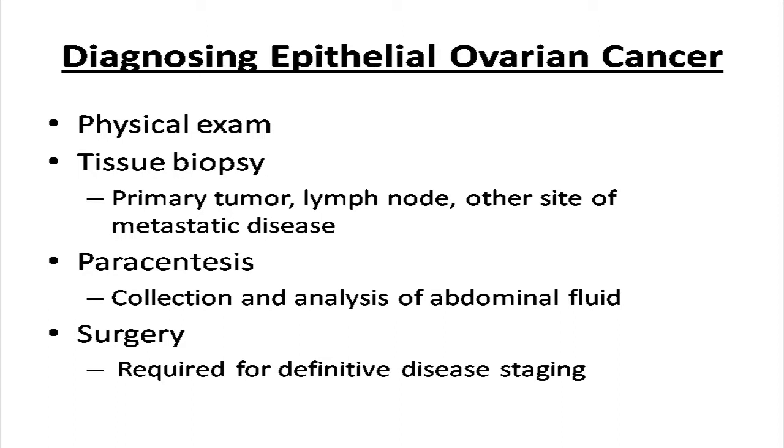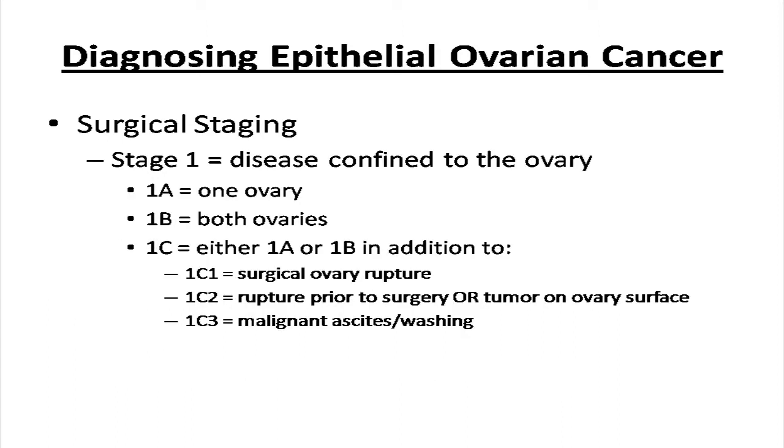Paracentesis, where collection and analysis of abdominal fluid is obtained, can also give the diagnosis of epithelial ovarian cancer if malignant cells are identified. Surgery really is the cornerstone of diagnosis, which is required for definitive disease staging. So again, epithelial ovarian cancer is a surgically staged disease requiring surgical evaluation to give a complete understanding of the dissemination of the disease. Stage 1 disease is disease that is confined to the ovary.